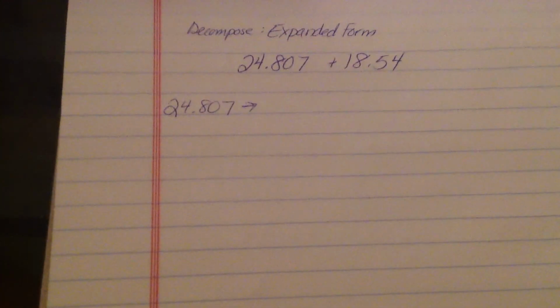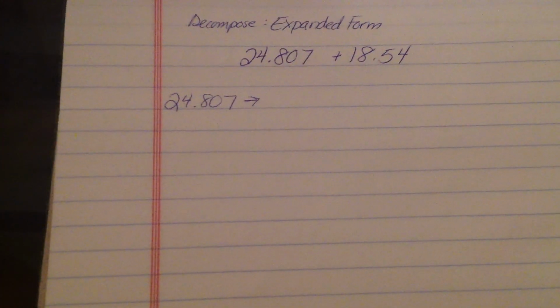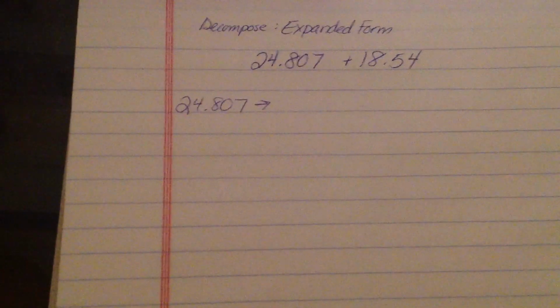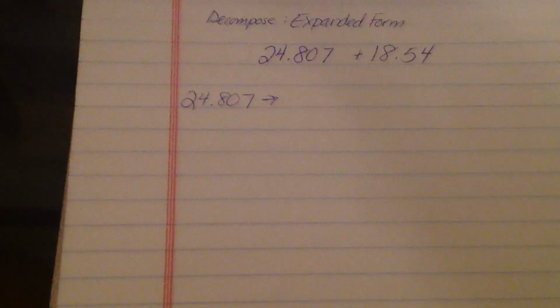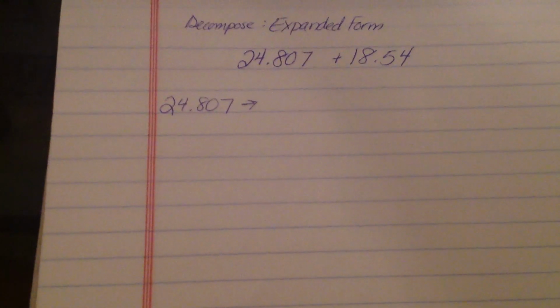Hey guys, I'm ready to make our first video on decomposing numbers in expanded form in order to add these two values. So I have 24 and 807 thousandths plus 18 and 54 hundredths.